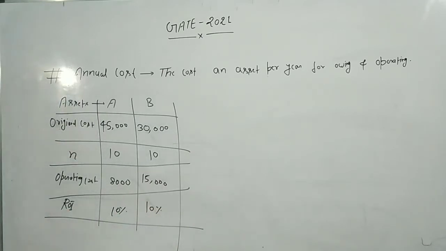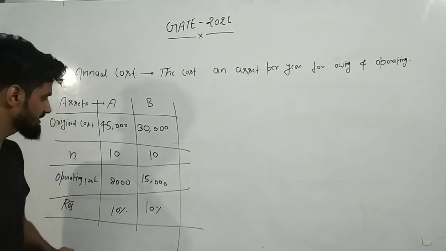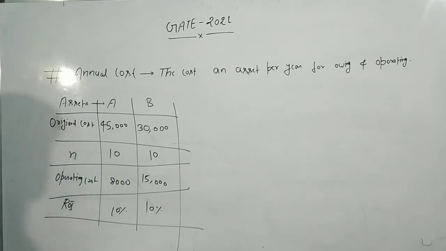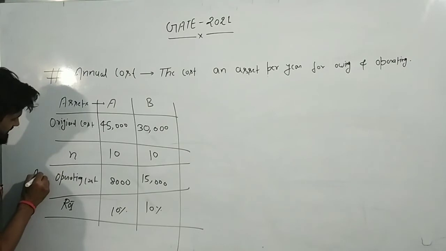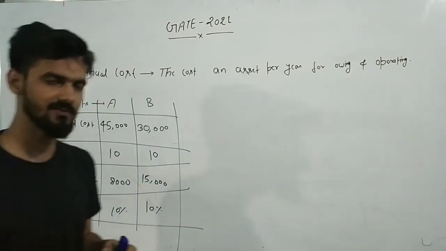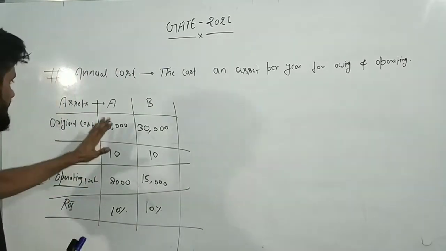Okay, so already I have defined this here. This is the rate of interest. Now what you can understand, here operating cost is given 10,000 and here operating cost is given 18,000, and it is annual operating cost I am writing. Generally operating cost will be given in the annualized form. Now how will you calculate these things?